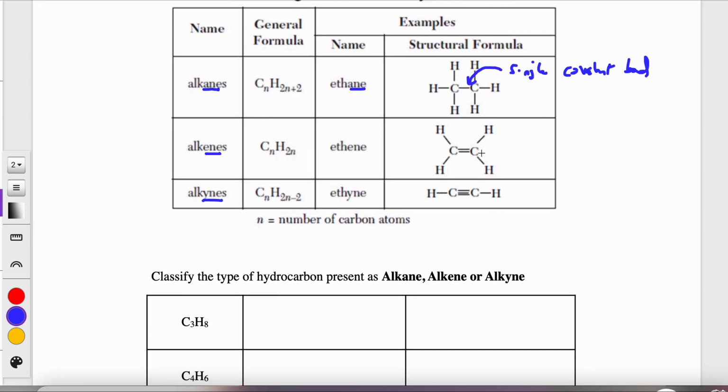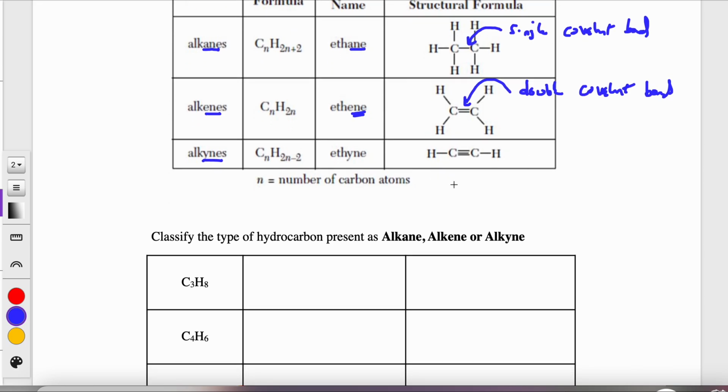When we take a look at the next structure, we still have 2 carbons in this molecule, but this time those carbons are linked together with a double bond. So a double covalent bond. And because there's at least one double covalent bond between the carbons, the backbone of the structure, that is where the ene comes in.